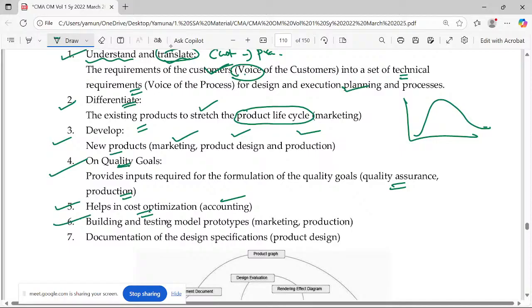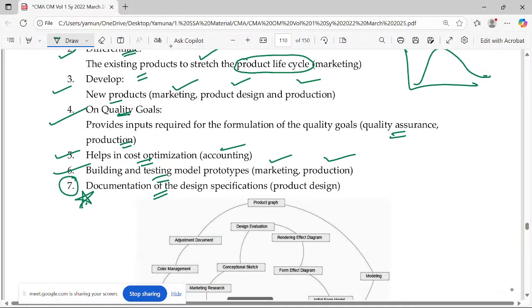Fifth point. Sixth point, building and testing model prototypes, which marketing and production are related to, and documentation of the design specification. Please highlight this one. The seventh point may not be directly dealing with the end users, but obviously when I go for designing the next level, the new model level, I have to know the specification of the current model so that I can go for the next one. When you're planning to buy a car, you go to the car dealer, you ask what's the difference between this model and this model. There should be some model, which means the design specification has to be there.